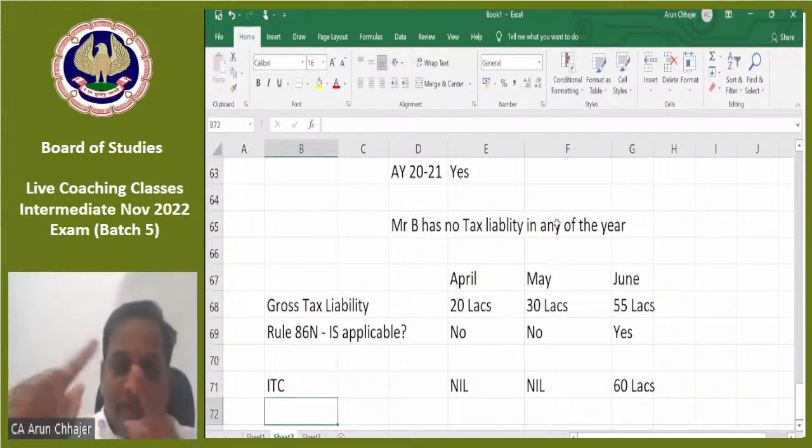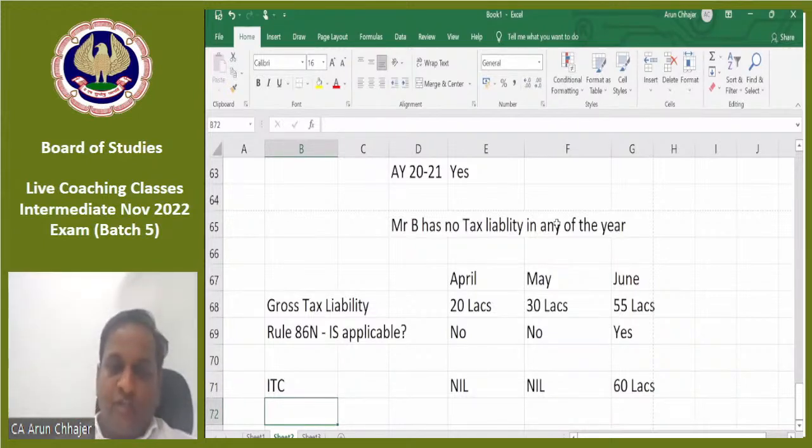What example am I taking? In the month of April, there is a liability of 20 lakhs. In the month of May, the value of turnover is 30 lakhs. In the month of June, the total value of taxable supply is 55 lakhs. Whether Rule 86B is applicable for April, for May, for June? For April and May, the answer would be no. For June, the answer is yes.